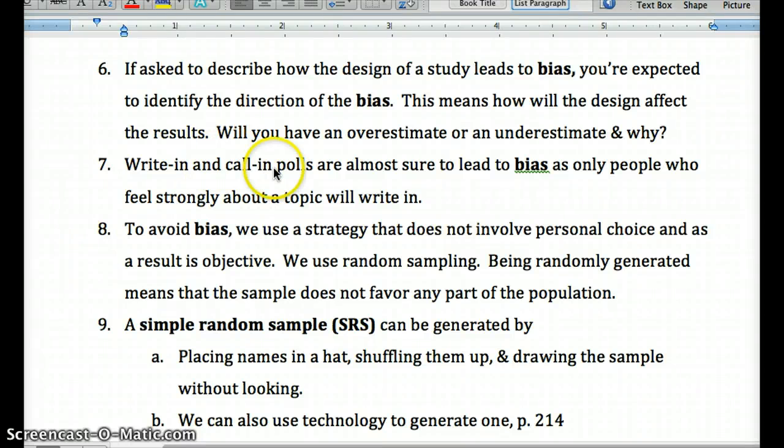So write-in and call-in polls are almost always going to lead to bias. Use a strategy that doesn't involve bias. Now this is key, and we're going to be discussing it all year. Random sampling. Truly random is key here.